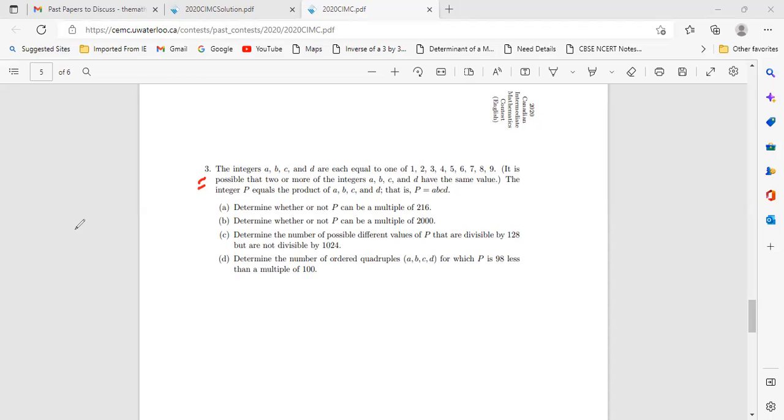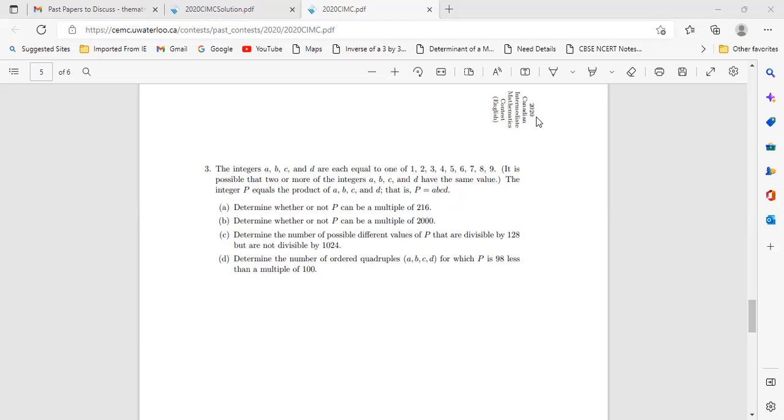And what is D? In option D, we are going to determine the number of ordered quadruples A, B, C, D for which P is 98 less than a multiple of 100. The condition is already given. And remember, A, B, C, D can be any value and can have the same values also, from 1 to 9. Okay, remember that. So I'll solve it on the whiteboard.